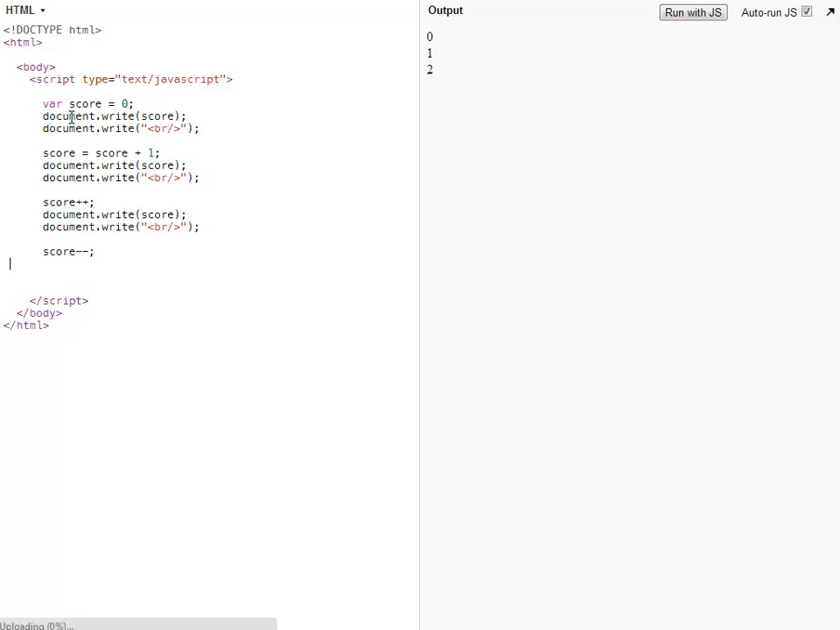And let's just have a look at those. And there we go, back to 1 again. So we add 1, and we subtract or we decrement. And that's those two newer operators, the plus plus and minus minus.